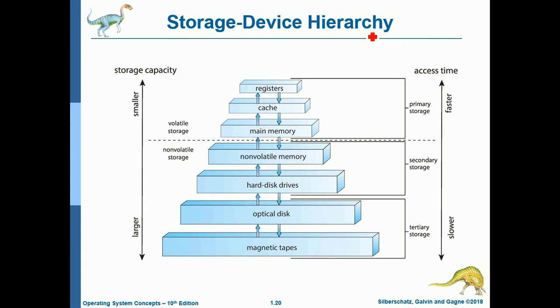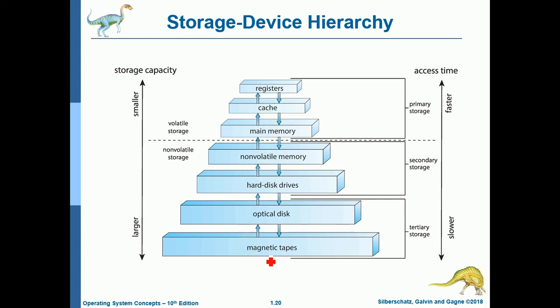And then next, we have non-volatile memory and hard disk drive. These are called secondary storage. After main memory, these are already classified as non-volatile storage. And then lastly, we have the optical disk and magnetic tapes, and these are the tertiary storage. So the hierarchy works this way.